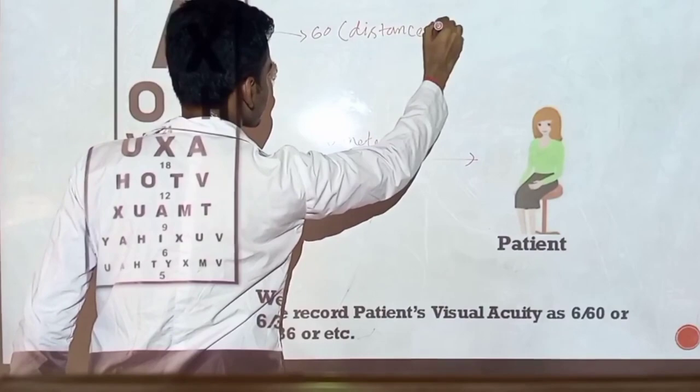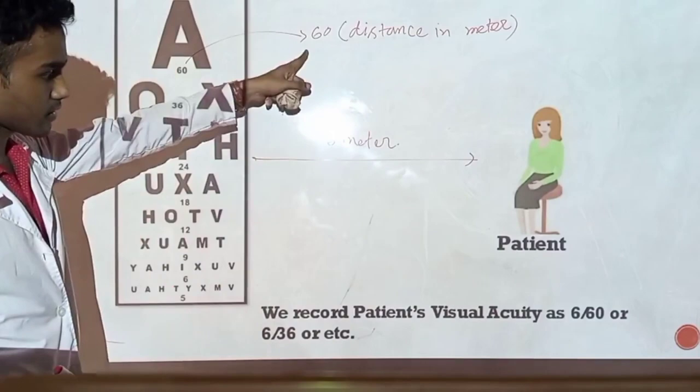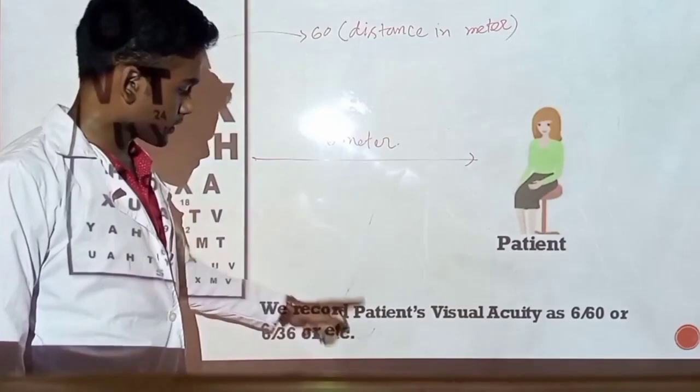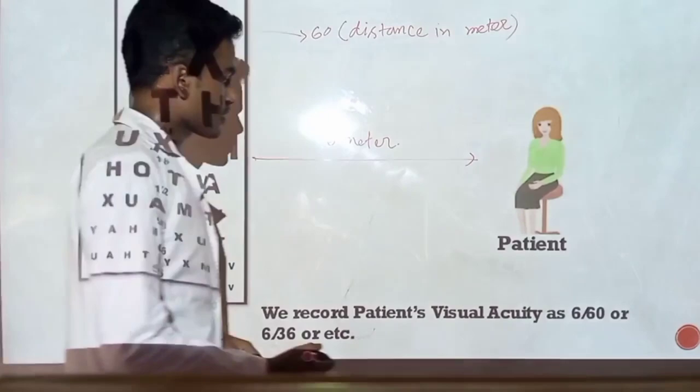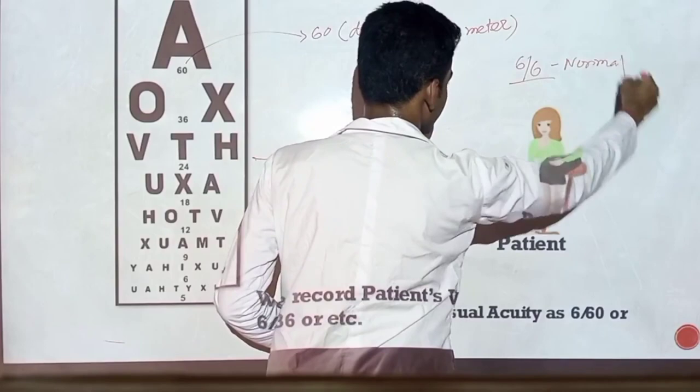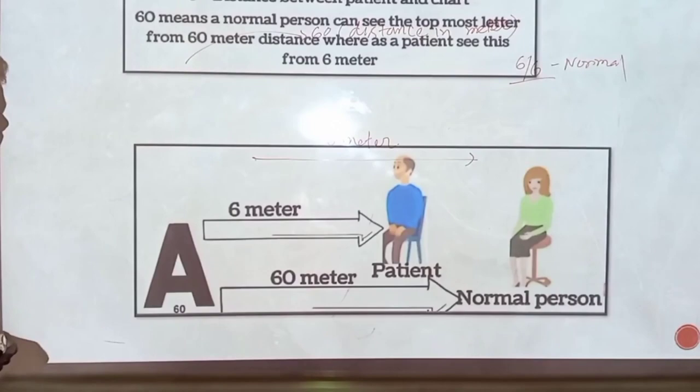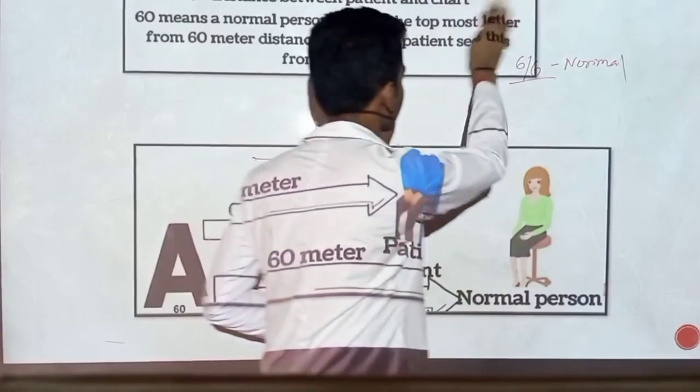This 60 is the distance in meters, and by testing the visual acuity of the patient, we record the patient's visual acuity as 6/60 or 6/36 or 6/24, 6/18, whatever it is, up to 6/60. And we all know that 6/6 is the normal vision. So now we have to know what is the meaning of 6/60 or 6/36 or whatever.